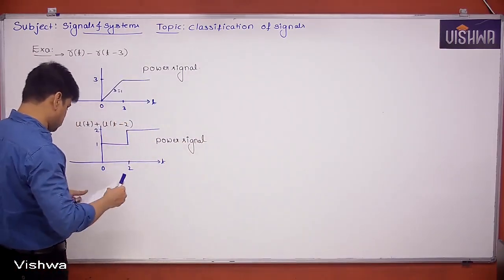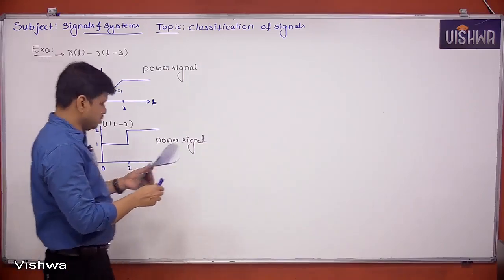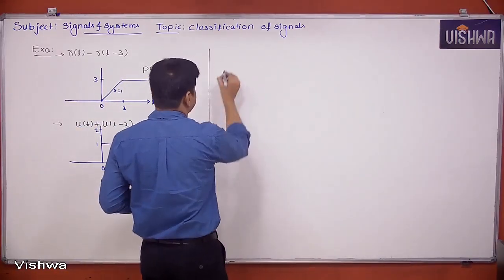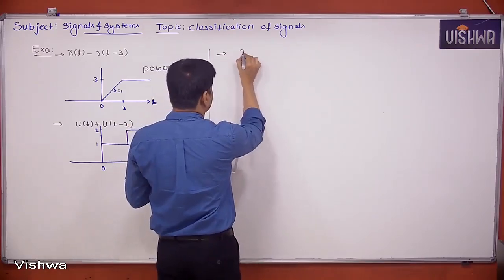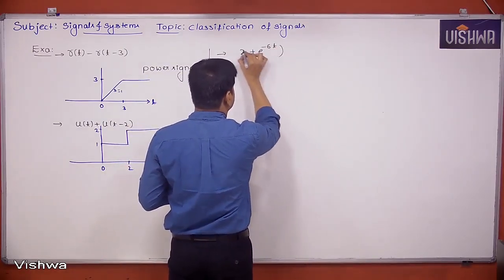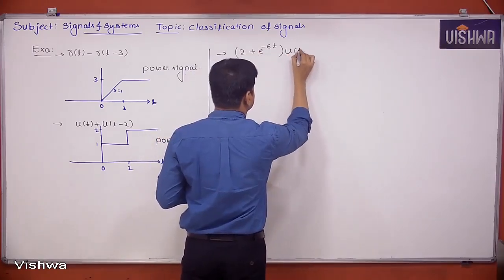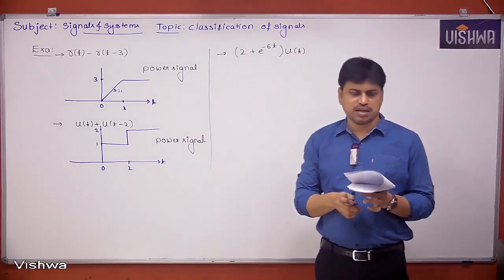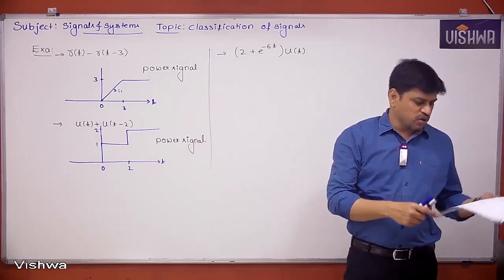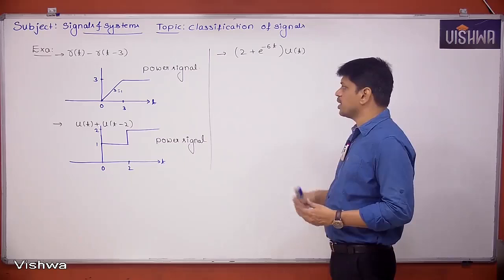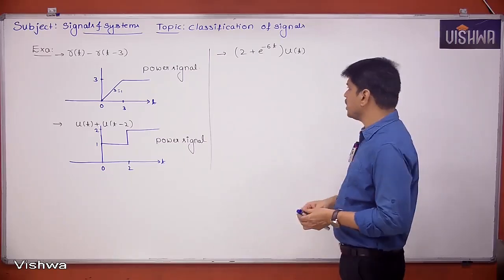Next, if I take another example, 2 plus e power minus 60 u of t, we have to see what kind of signal it is. Is it an energy signal or a power signal? I told you, first we have to draw the waveform, then only is it visible what kind of signal it is. So I am trying to draw this.